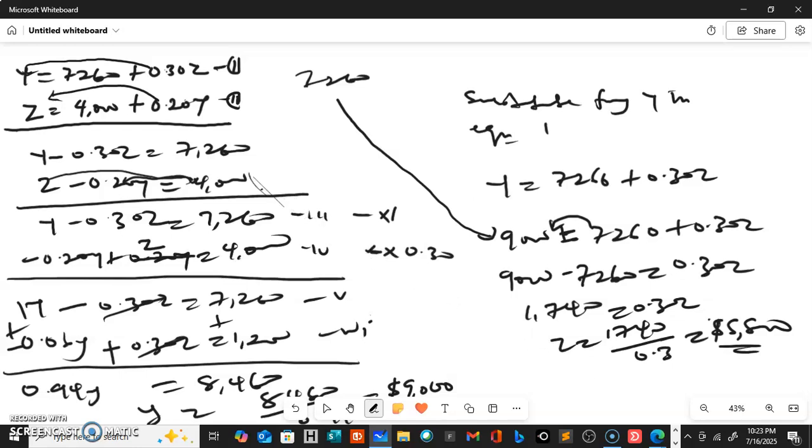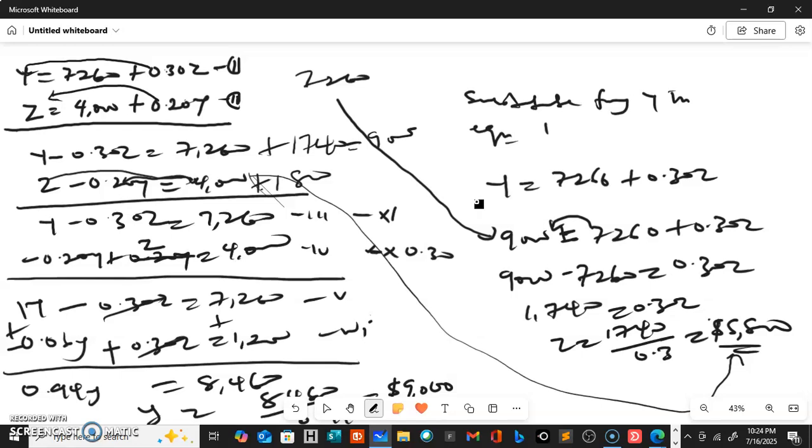It became 5,800 because part of the cost incurred by Department Y was apportioned to Z, meaning that this one increased by 1,800 and this one increased by 1,740. That's just what it means. That's why we have 9,000 and that is why we have 5,800. I hope that is understood. So let us move on.